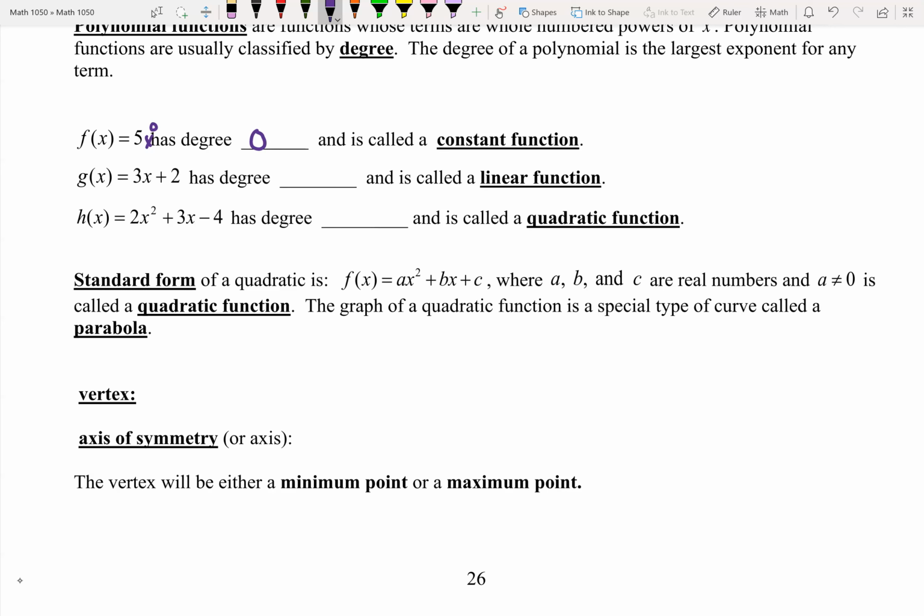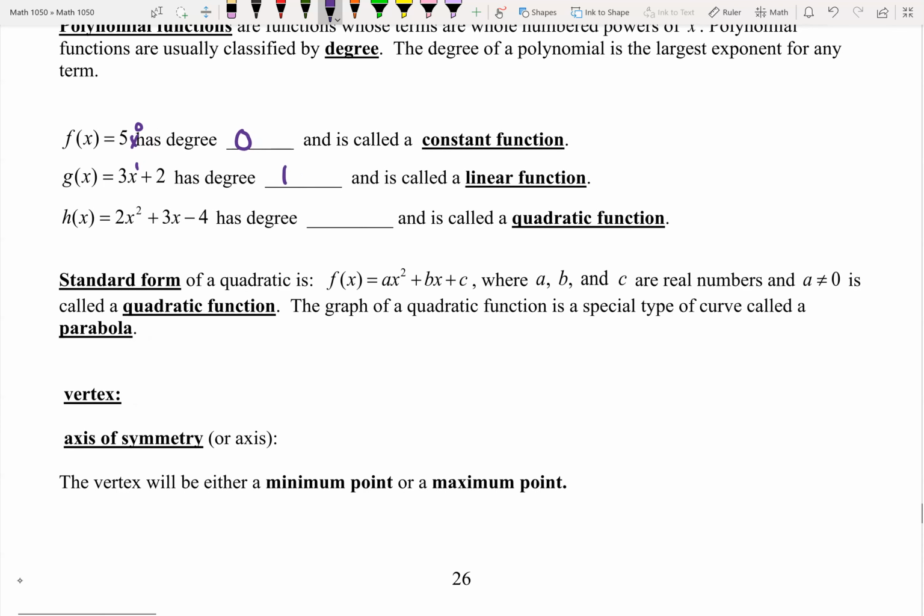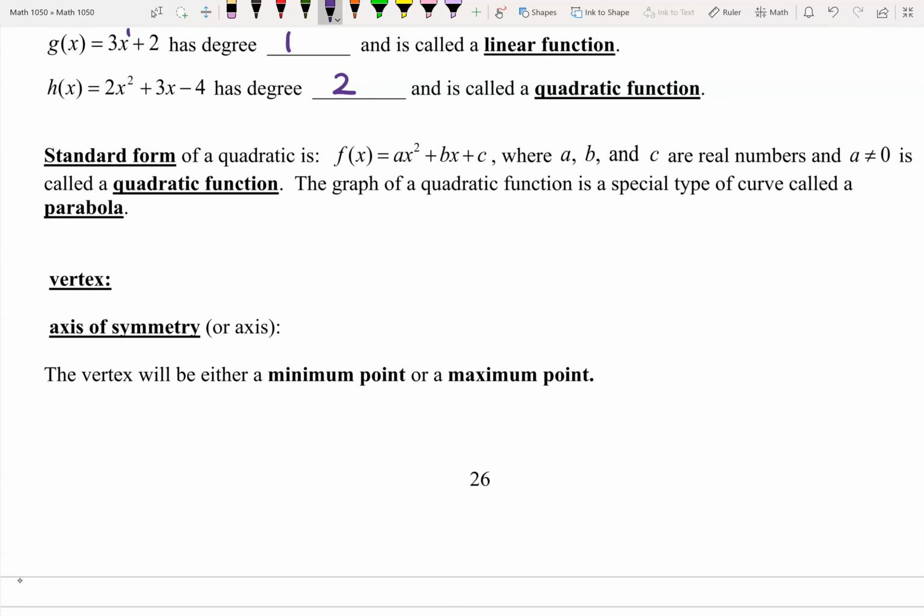Look at the next guy. This x right here has a 1. So the biggest exponent that the x has is a 1, and that's degree 1. The first one is constant. The second one is linear. So this guy right here, the h of x, it has degree 2 because that's the biggest exponent. And that's a quadratic, and that's what we're going to deal with today is parabolas, okay?